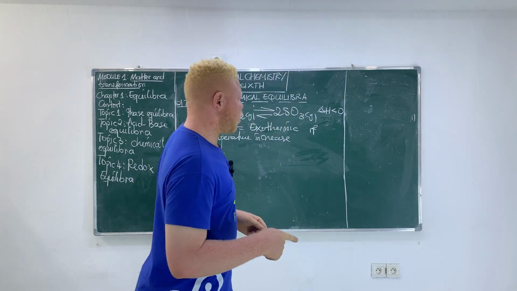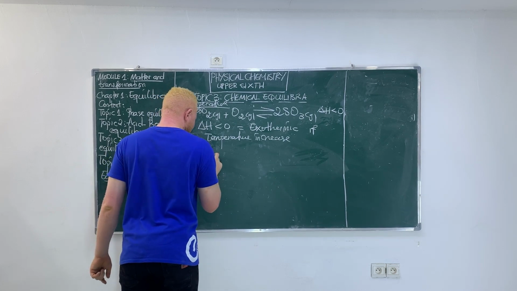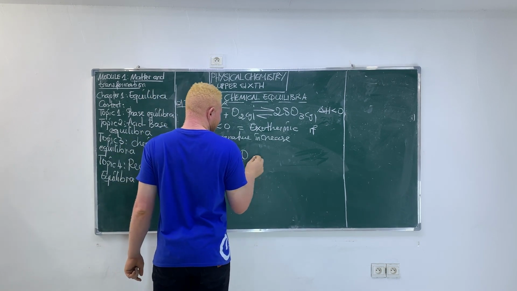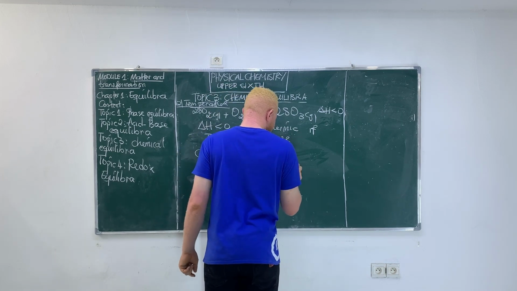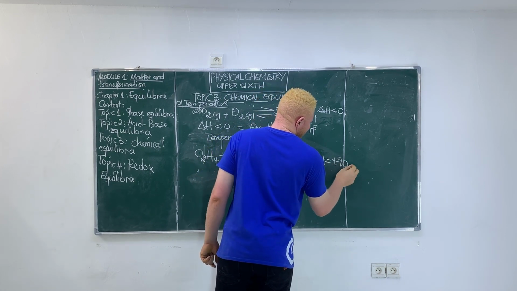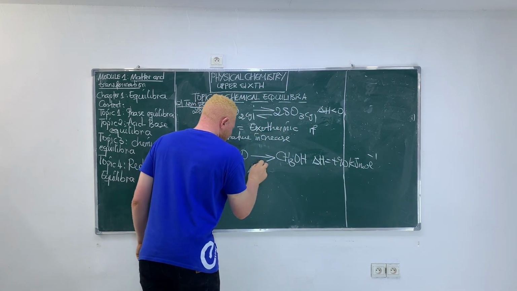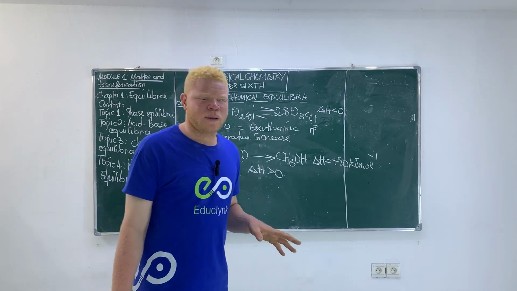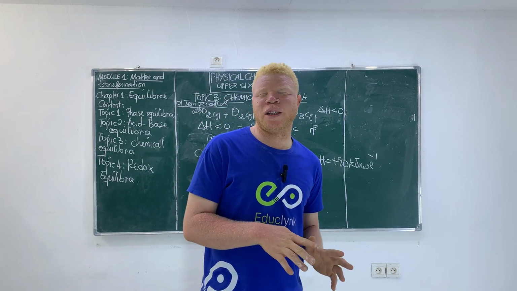Consider the endothermic reaction below. We have C2H4 plus water giving CH3CH2OH. Delta H equals plus 90 kilojoule per mole. In this case, delta H is greater than 0. For endothermic reaction, the equilibrium position will not be the same as for exothermic reaction.